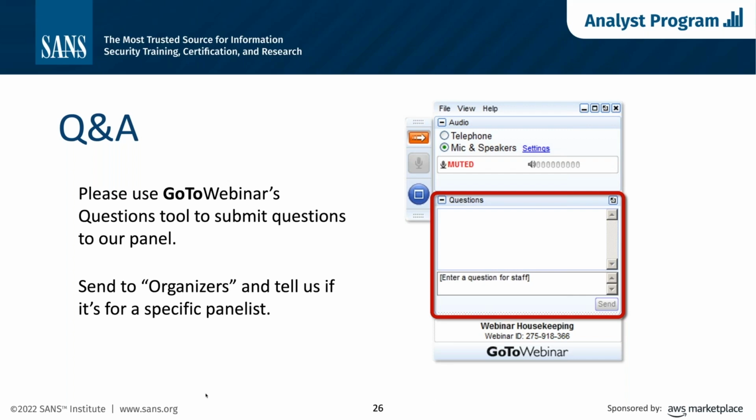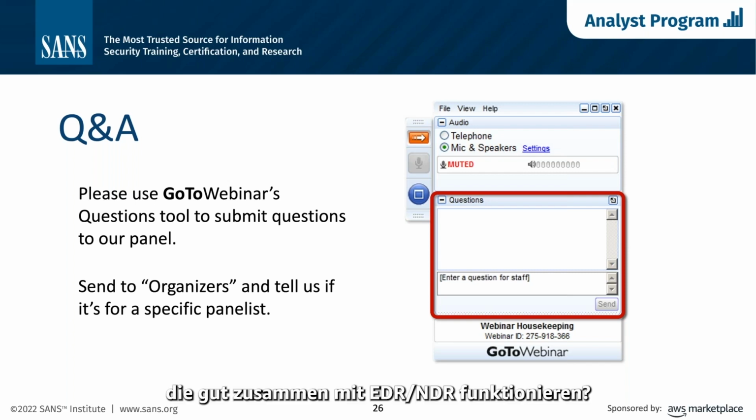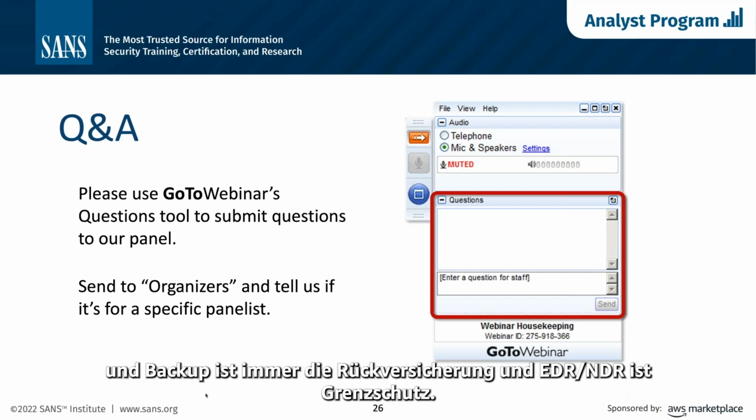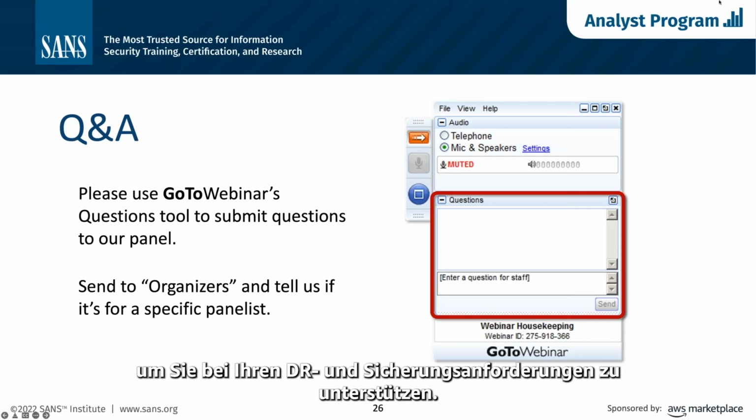Thanks, Matt. Nam, what are the options from AWS to help with disaster recovery and backup needs that can work well with EDR, NDR? Yeah, disaster recovery and backup is always the insurance plan, right? EDR and NDR is for your protection, but if something happened, then you need to have a disaster recovery and backup strategy in place. AWS has multiple options to help you with your DR and backup needs.